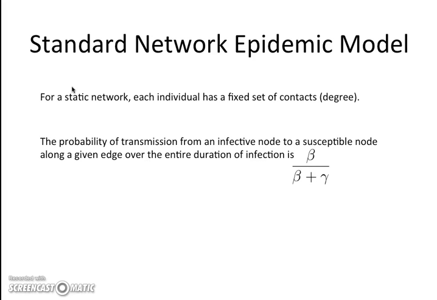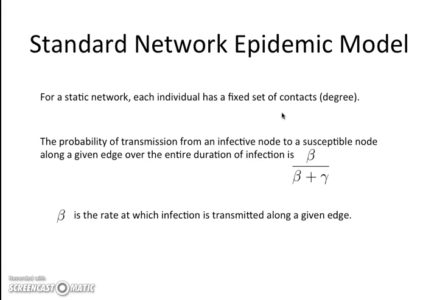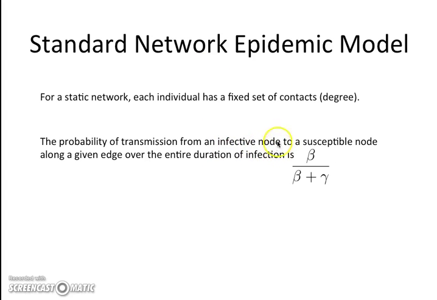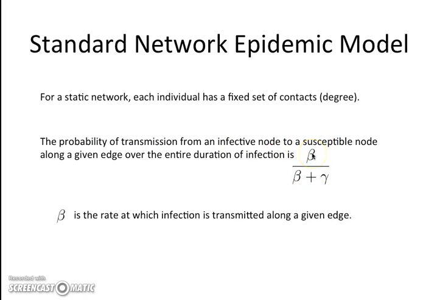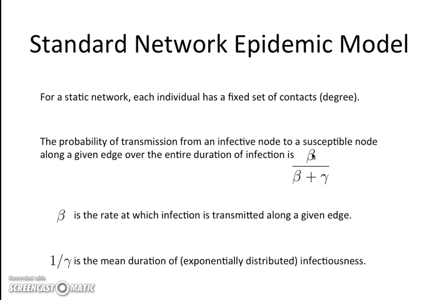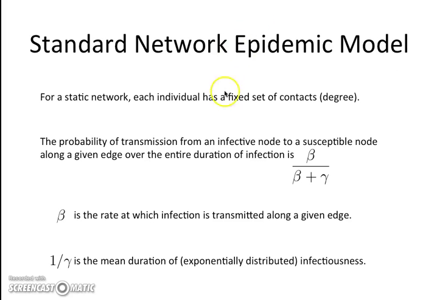And so if we have a static network in which every node has the same degree, then the probability of transmission from one infected vertex to a susceptible vertex along a given edge over the entire duration of infection is given by this ratio, where beta denotes the rate of infection across an edge, and 1 over gamma denotes the average duration of time that an individual may remain infected. It is very typical to assume that this duration of infectiousness is a random variable that is exponentially distributed. This is not always going to be the case, as the graph will not necessarily have the same degree for all nodes, but it is a point of departure.